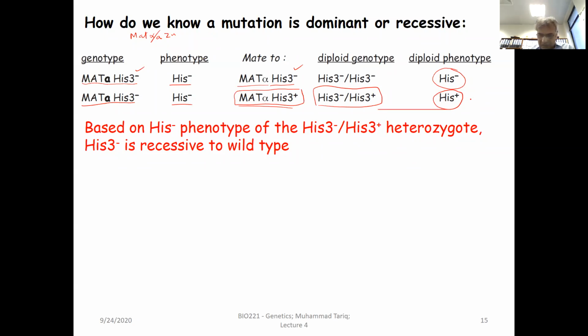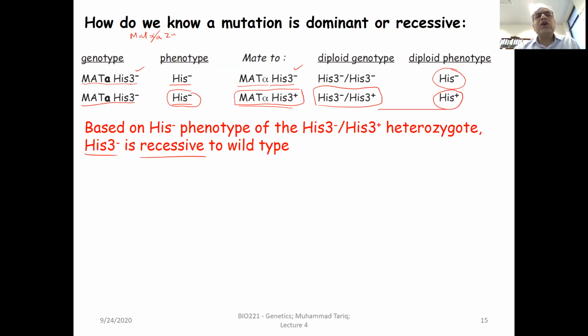His plus is dominant. It will be dominant. So wild type is dominant, and what about your phenotype? His minus? It's recessive. Okay, so his3 is recessive.